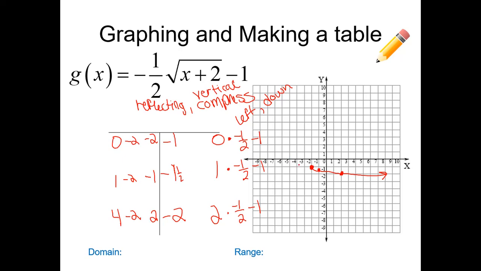Notice there is no arrow on this left-hand side of the graph. It's only on the right-hand side. So my domain starts at -2 and goes to infinity. However, my range, since this is going down, starts at -infinity and goes to -1. So keep that in mind as you're looking at it, all right?